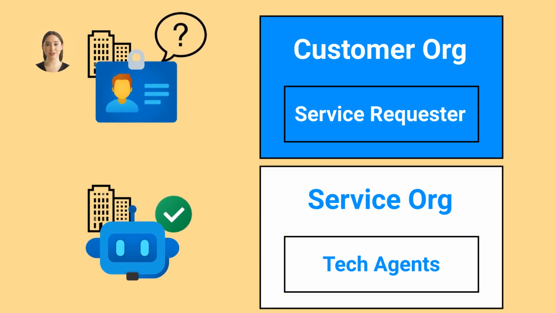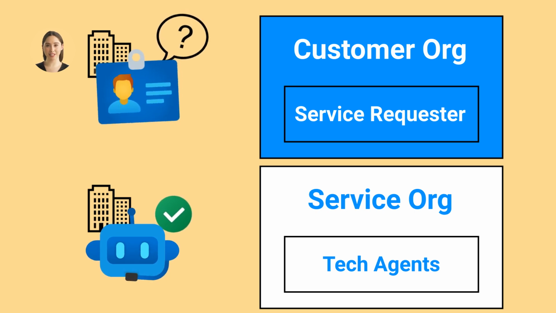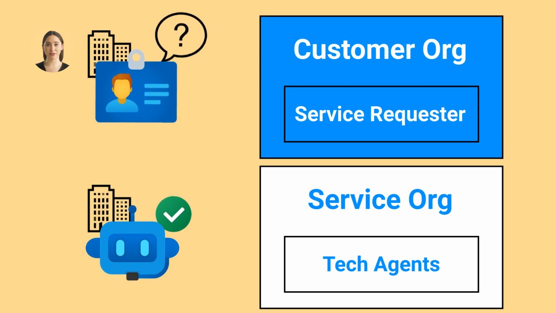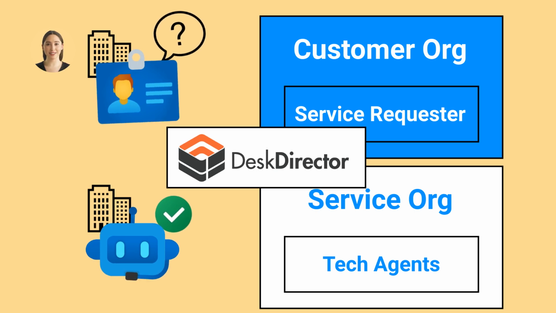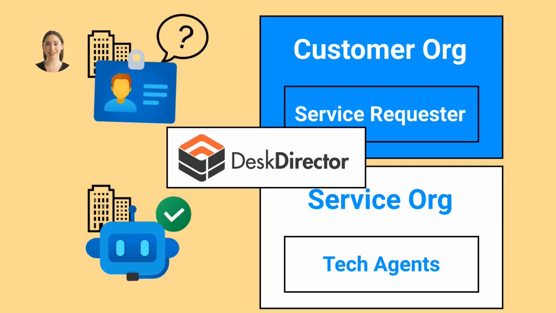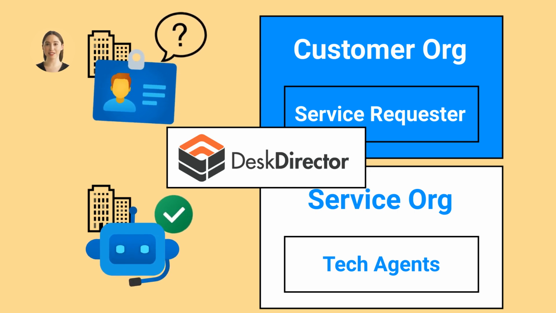In short, the service requester from the customer organization has a tech issue and submits a ticket to the tech agents from the service organization, who use the tools at their disposal to resolve the issue. DeskDirector serves as the bridge connecting these key players, streamlining the IT service ticketing process for everyone involved. As a central hub, linking the customer organization, service requesters, and tech agents together, DeskDirector facilitates seamless communication, efficient collaboration, and effective IT service delivery.